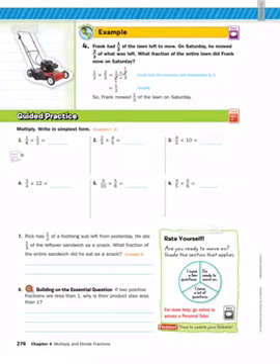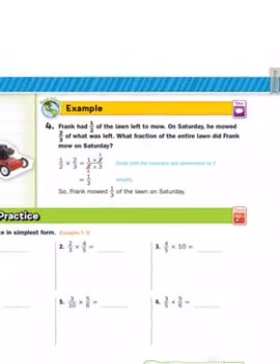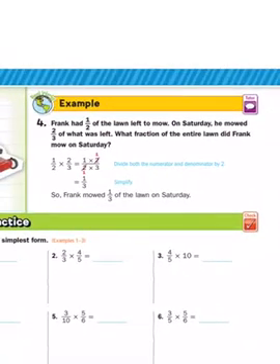All right, last page, we're just going to show you how you would multiply fractions, what it would look like in a real-world example. So this one says, I'll circle some things as I read it. It says, Frank had half of the lawn left to mow. On Saturday, he mowed 2/3 of what was left. What fraction of the entire lawn did Frank mow on Saturday?